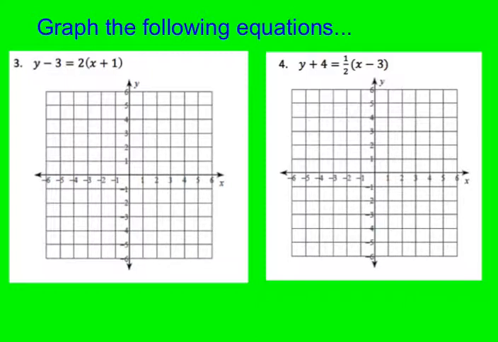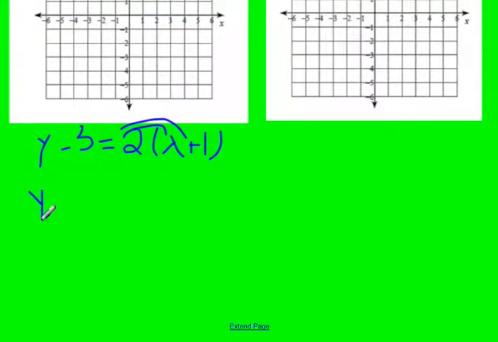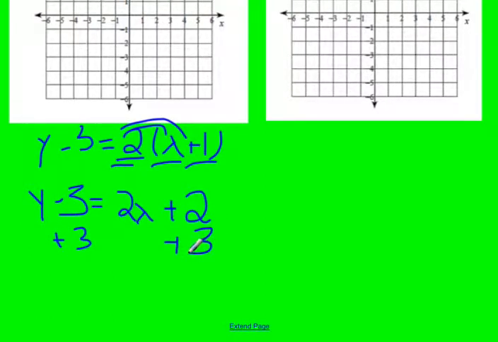Now 9 and 10 get a little bit more complicated. For 9 and 10, or on mine, 3 and 4, what you need to do is solve each of these equations for x or for y. So here we have y minus 3 is equal to 2 times x plus 1. The first thing I'm going to do is distribute in that 2. So I get y minus 3 is equal to 2x plus 2. Now to completely solve for y, I need to add 3 to both sides. So I get that y is equal to 2x plus 2 plus 3, which is 5.